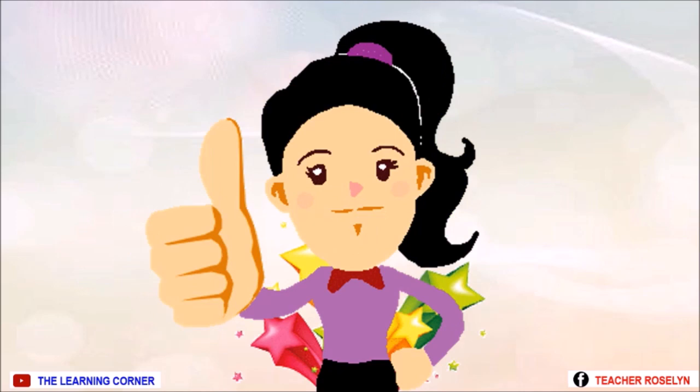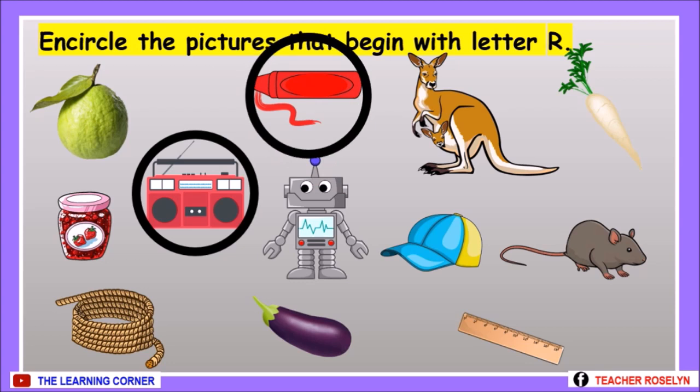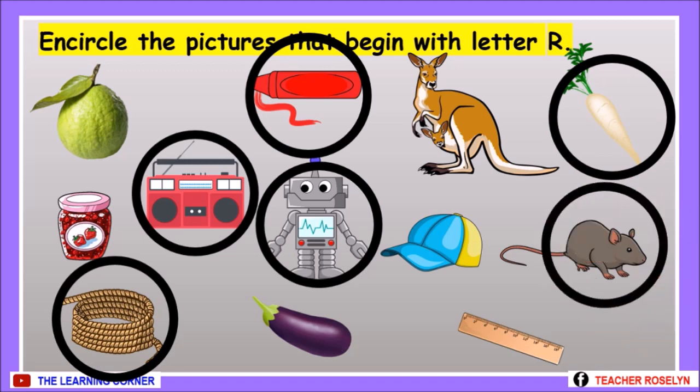Now, let us do some activities. Encircle the pictures that begin with letter R. Which of these pictures begin with letter R? Radio. Red. Robot. Rope. Radish. Rat. Ruler. These are the pictures that begin with letter R.